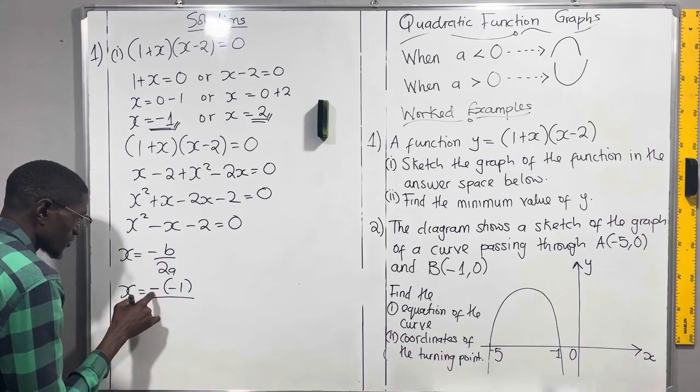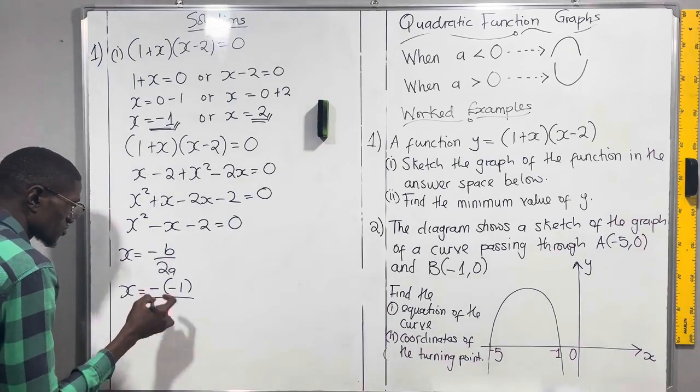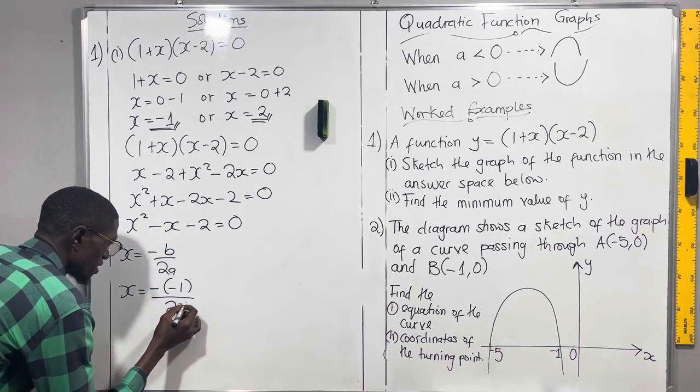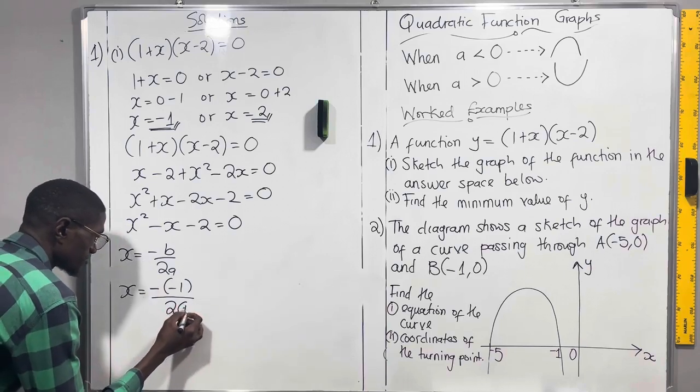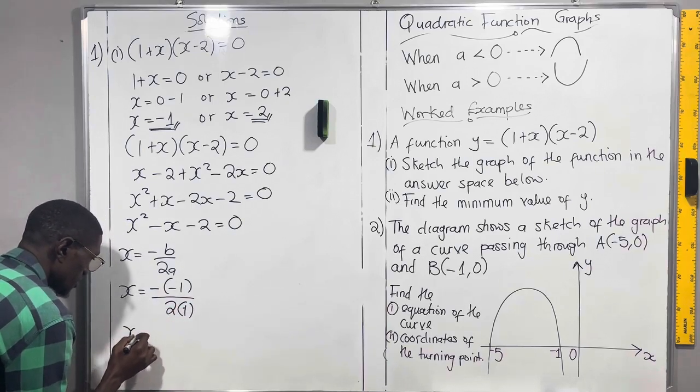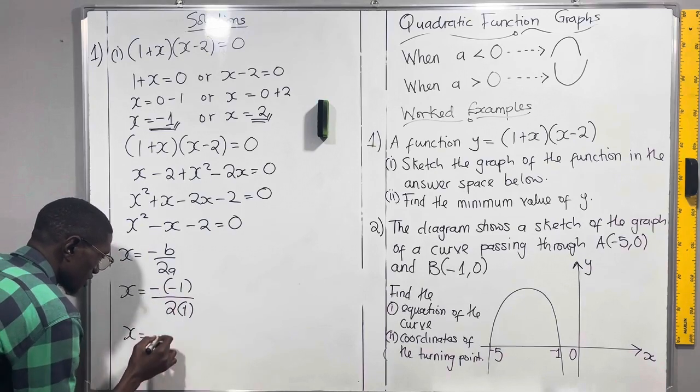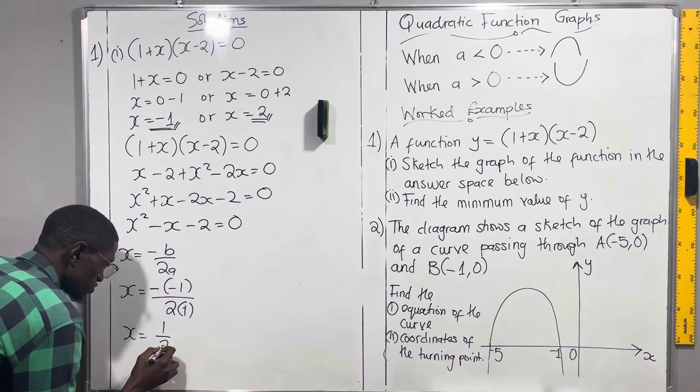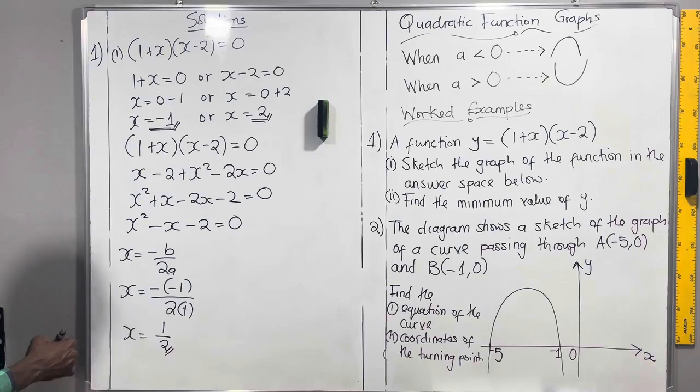Since this negative is part of the formula, and this value is coming with its own negative, and then 2, what is the value of a? The value of a is simply the 1 there. So meaning x is going to be equal to negative times negative, positive, 2 times 1, 2. So the x coordinate is basically 1 over 2.